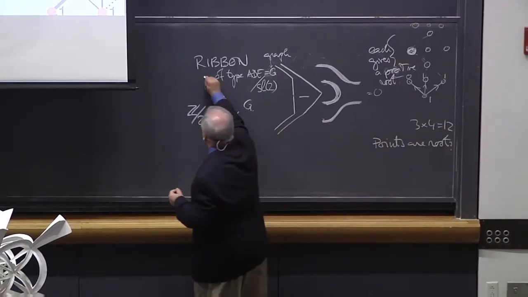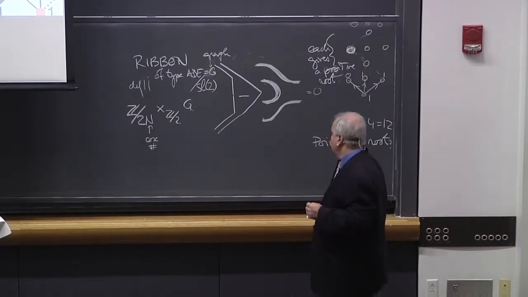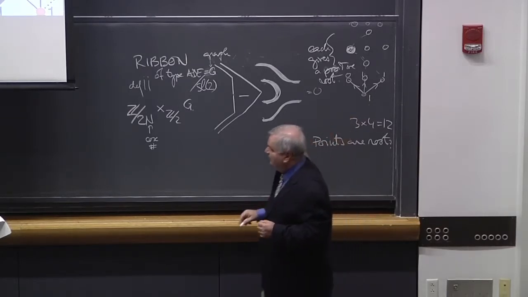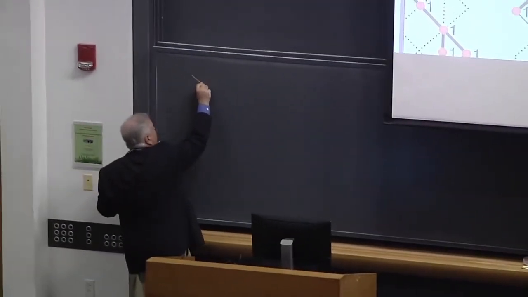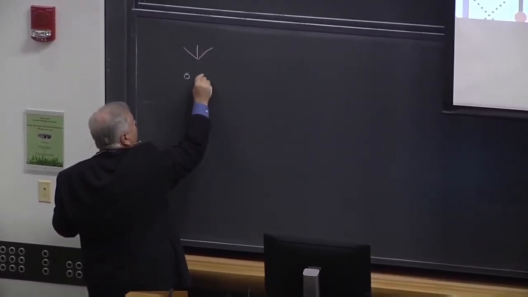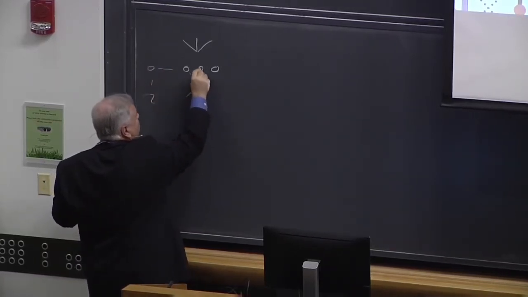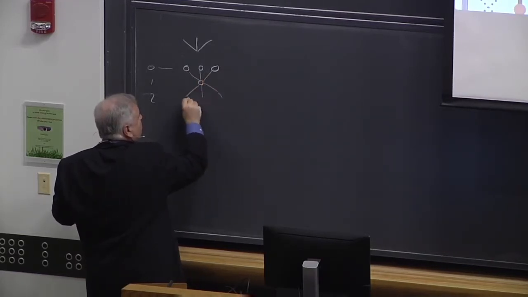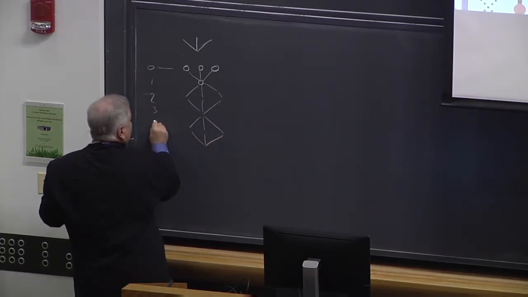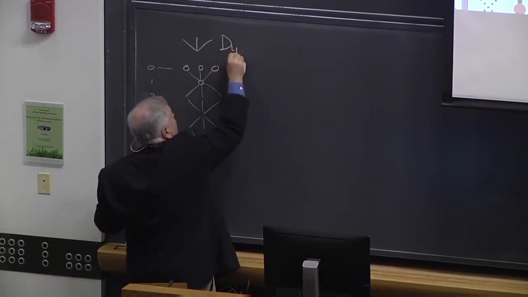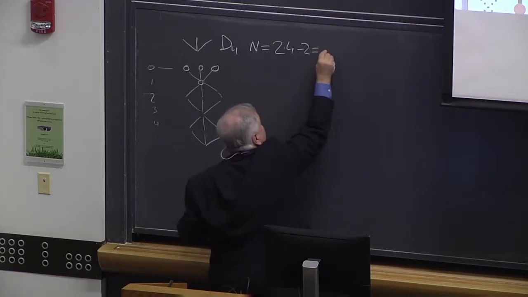So this is the definition of the ribbon. In the case of the D graph, the ribbon will be the following. We'll have the graph D here, and we're going to take one copy. So this is level 0, 1, 2, 3, 4. Here for D4, n is equal to 6: 2 times 4 minus 2, that's a formula, which is 6.